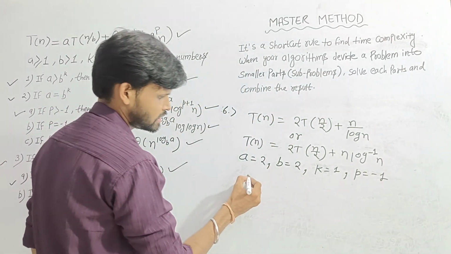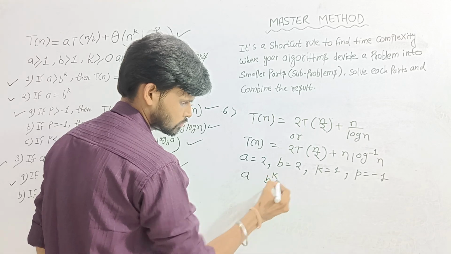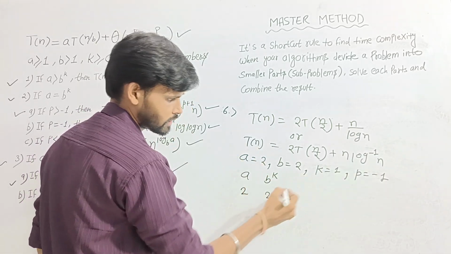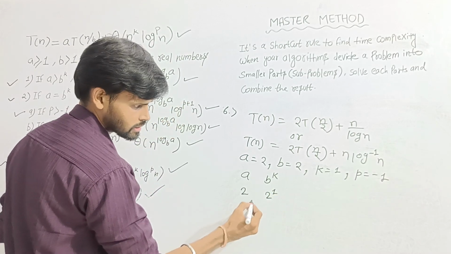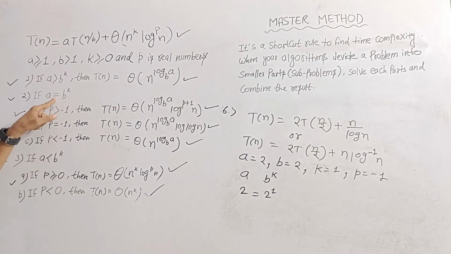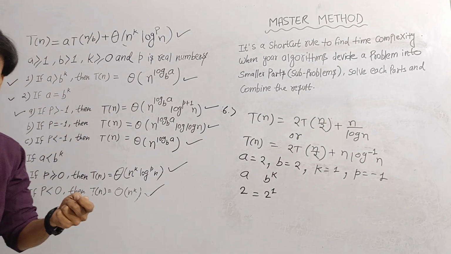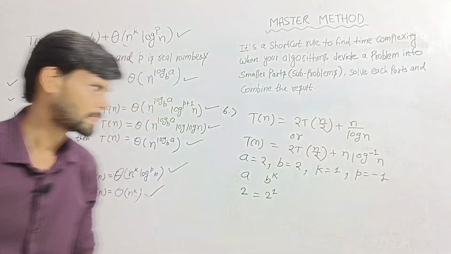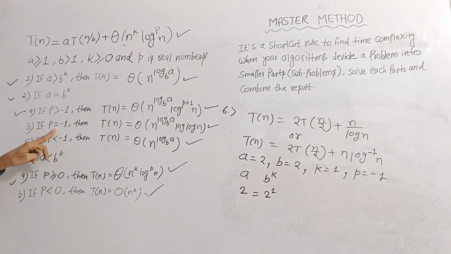Just check the relation between a and b^k. What is the value of a? 2. What is b? 2. And what is the value of k? That is 1. In this case you can see both are equal. So which case will be applicable? Second. You will have to check another 3 cases, which depend on the p value. Here p = -1, so the second case will be applicable.